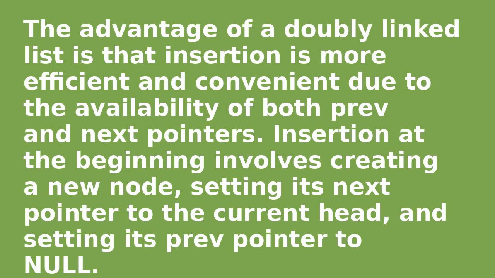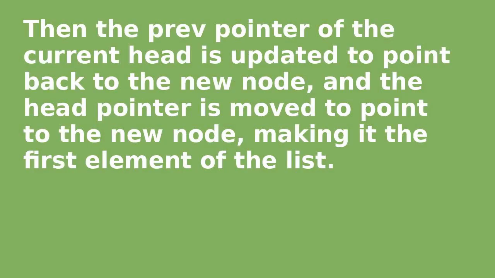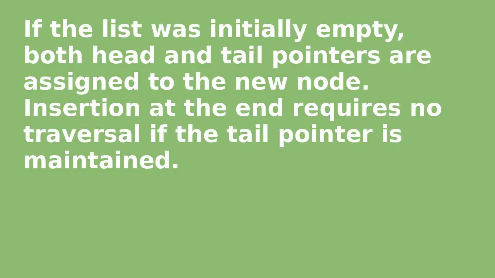Insertion at the beginning involves creating a new node, setting its next pointer to the current head, and setting its prev pointer to null. Then the prev pointer of the current head is updated to point back to the new node, and the head pointer is moved to point to the new node, making it the first element of the list. If the list was initially empty, both head and tail pointers are assigned to the new node.